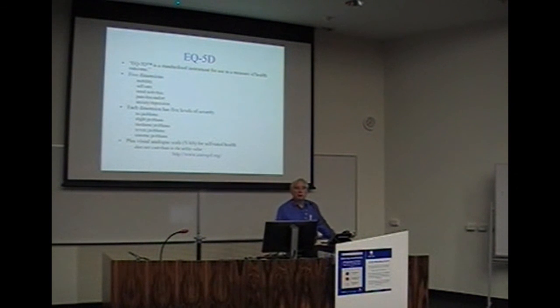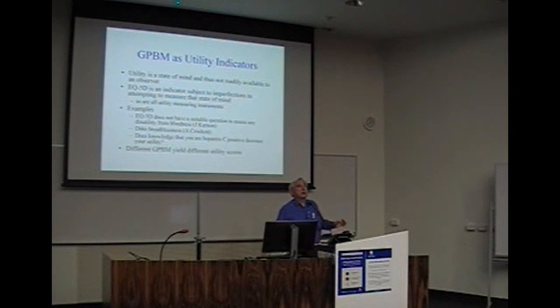And there you'll find that the EQ5D is a standardised instrument for use as a measure of health outcomes. It comes in 5 dimensions: mobility, self-care, usual activities, pain and discomfort, and anxiety and depression. So you've got 5 different dimensions. Each dimension has 5 levels of severity. So each of these dimensions is rated as no problems, slight problems, moderate problems, severe problems, extreme problems, plus another scale that we won't worry about too much for the moment. Now, these things are utility indicators, and to cut a longer story short, what we need to do is to calibrate on the 5 dimensions so as we can collapse them down to 1. And that 1 dimension then becomes the utility.